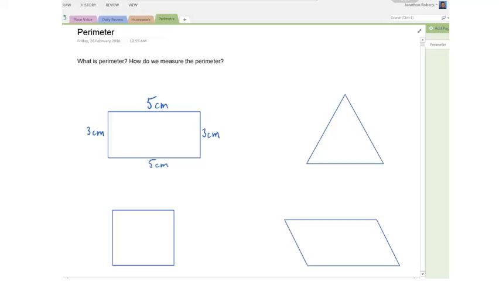Now when we're thinking about perimeter, we think about walking around the entire boundary or the outside of the shape. So we would be going 5 centimeters plus 3 centimeters plus 5 centimeters plus 3 centimeters. So the perimeter of this shape would be 16 centimeters.